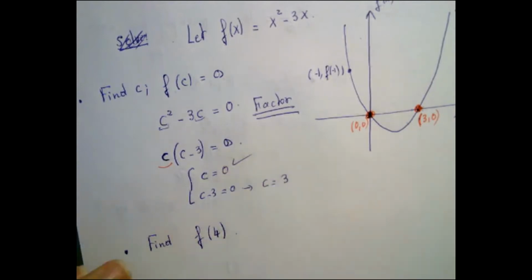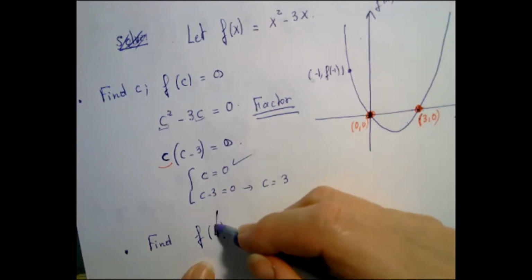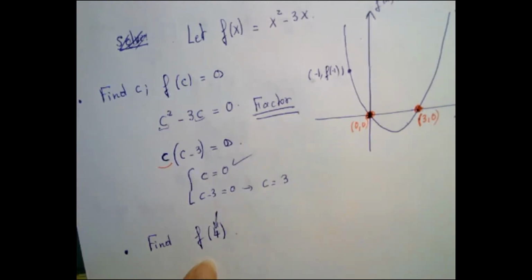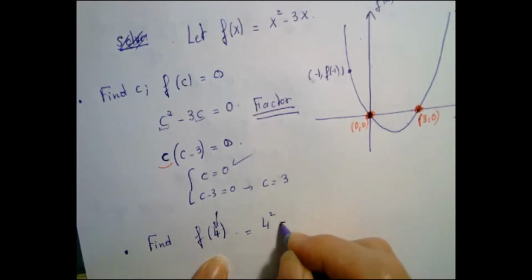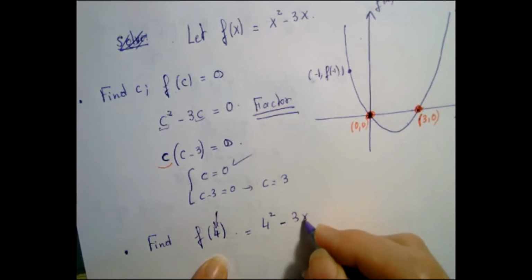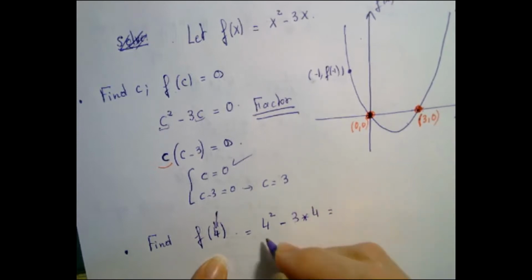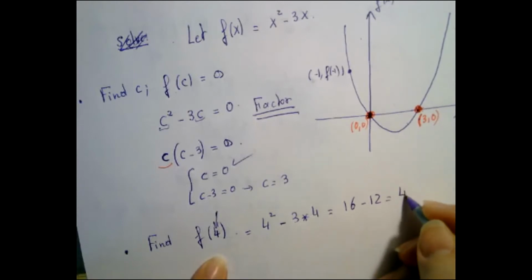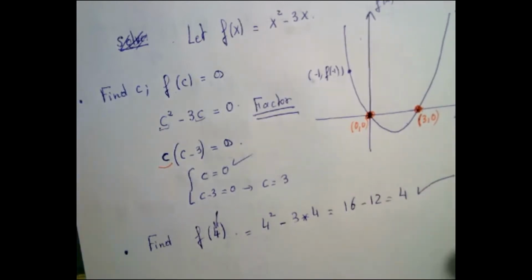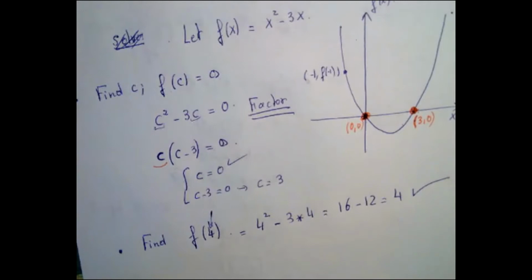Is 4 an input or an output here? Would there be an input? Right, because it's between the parentheses. Okay, so what's f of 4? It's 4 squared minus 3 times 4. 16 minus 12, this is equal, oh, it's equal to 4. That's interesting. It doesn't have to be. My mistake.